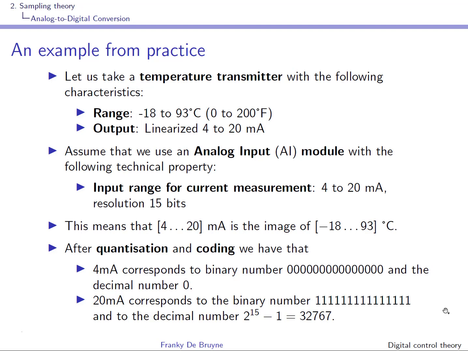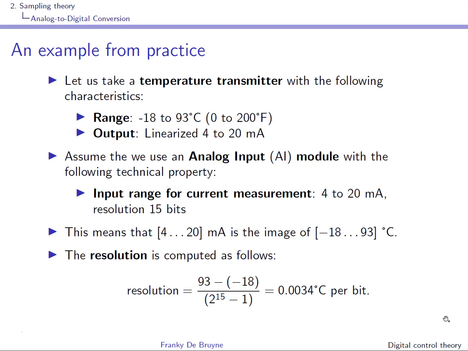After quantization and coding, 4 milliamps will correspond to a binary number where all the bits are at 0. So this will correspond to the integer number 0, and 20 milliamps will correspond to the binary number where all the bits are at 1. And so this will correspond to an integer number which is 2^15 − 1.